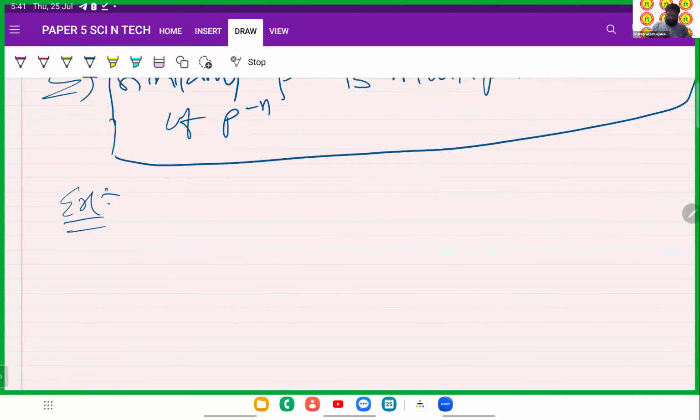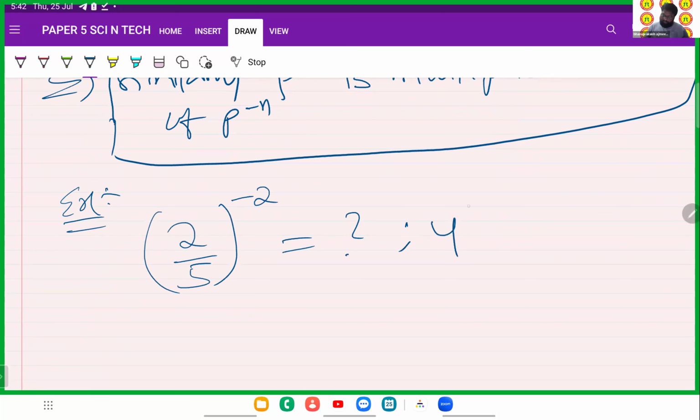Okay. Now let's do the problems. 2 by 5 whole to the power minus 2. Please solve and send your answers for this. And also for 4 to the power minus 3, and minus 5 whole cube. So many people sent answers.